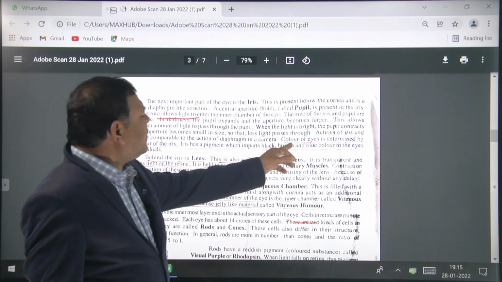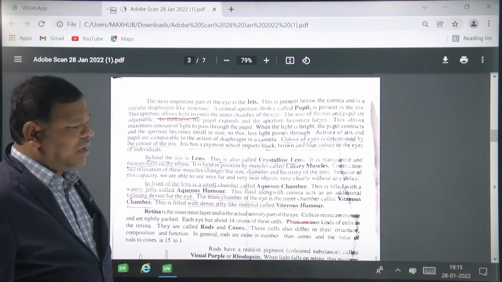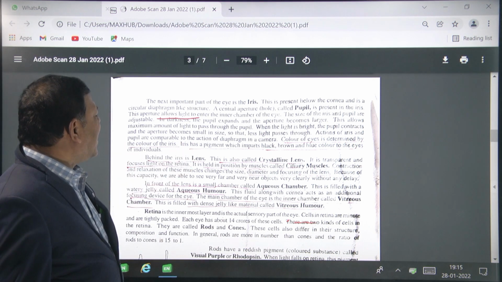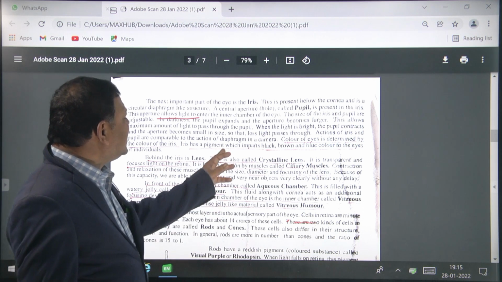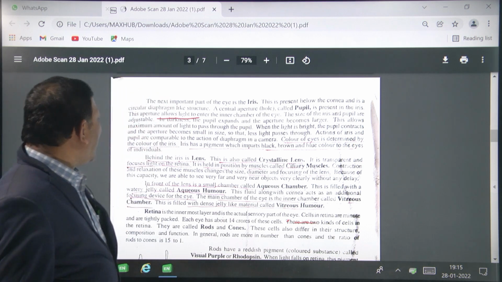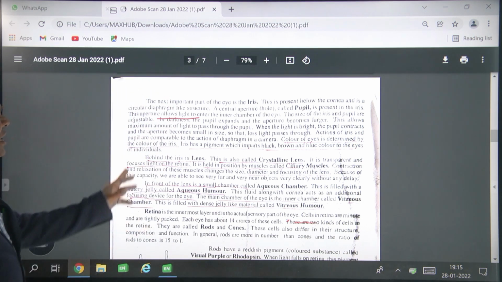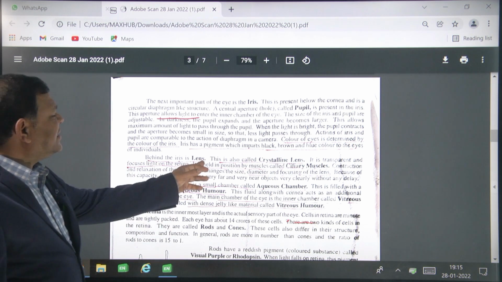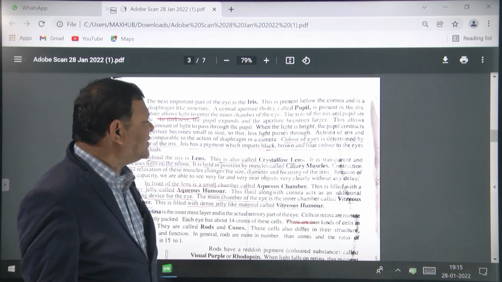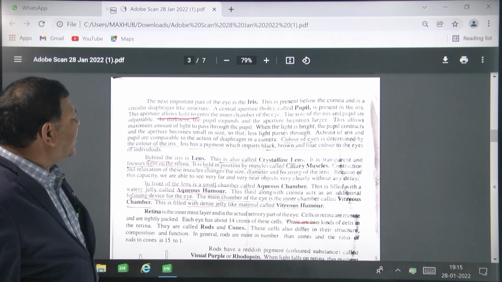Okay, the color of the eyes is determined by the color of the iris only. So actually the iris has a pigment which imparts the black, brown and blue color to the eyes of an individual. Behind the iris, the lens is present. This is also called the crystalline lens. It is transparent and focuses light on the retina.